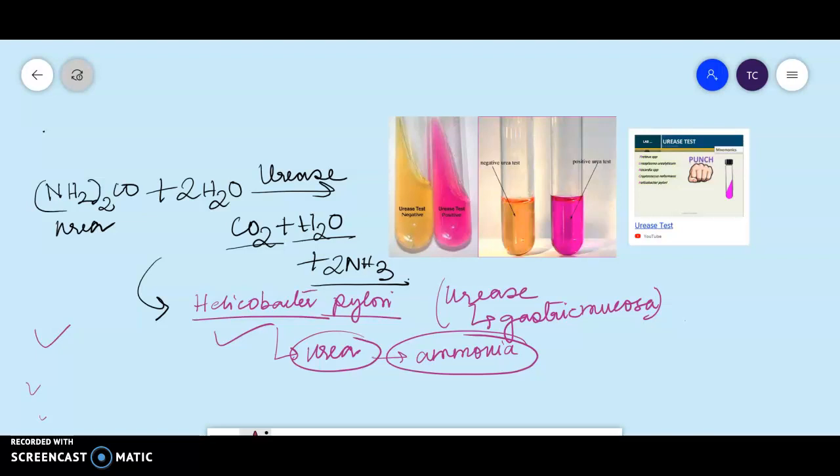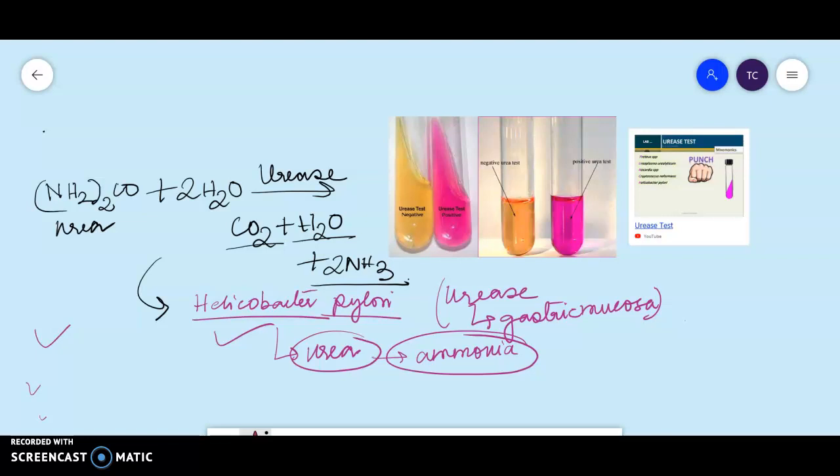So that is another way by which it can be distinguished or diagnosed. This is also a part of your urea breath test, and the urea breath test is done as a non-invasive test for those who are suffering from peptic ulcer. Next is the procedure.